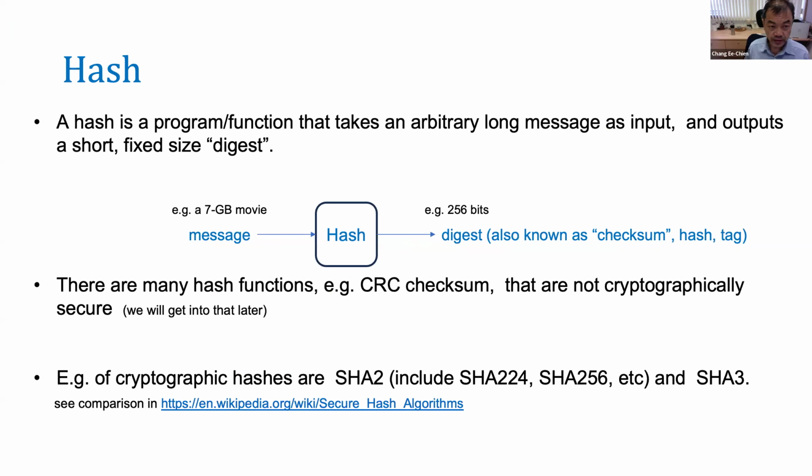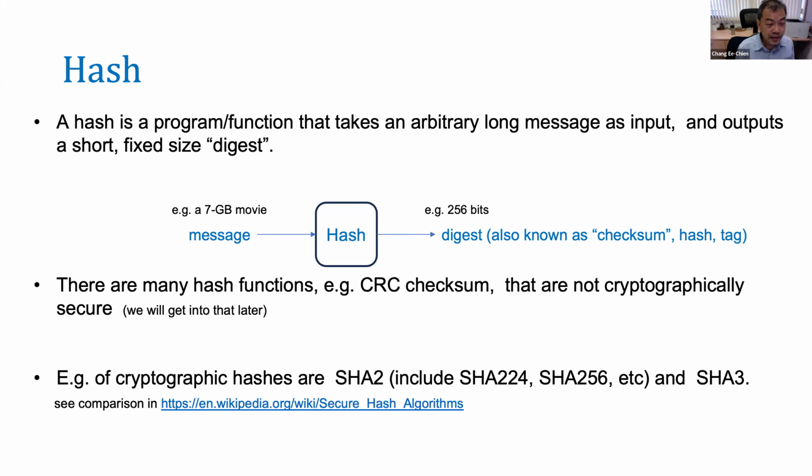What is a hash function? A hash function is a program that takes in an input of an arbitrary, very long message. For example, it could be a 7 GB movie, or even just a 7-byte string. The output is fixed, for example, 256 bits. The output is known as a digest. Sometimes we call it checksum, hash, tag, hash value.